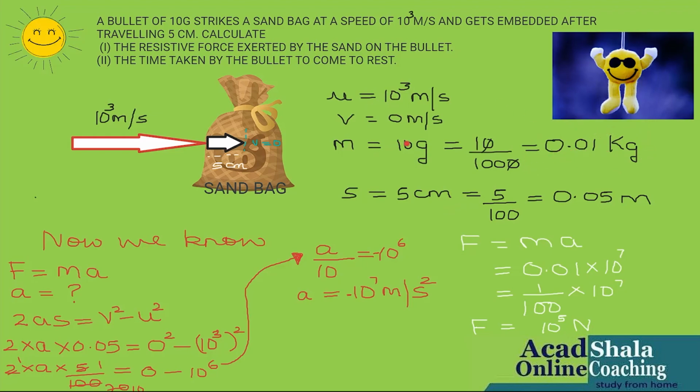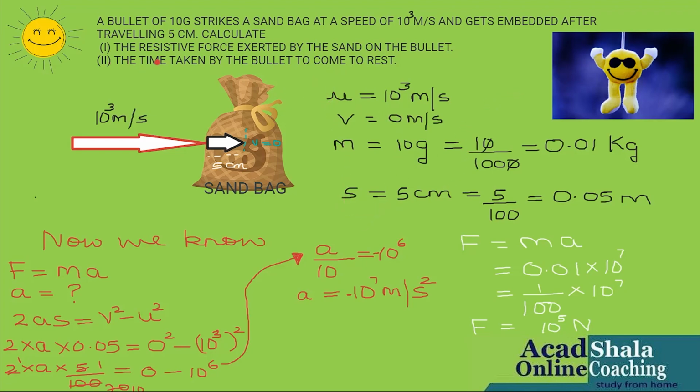Now the second thing, that is, it also traveled the distance. Where? In the sandbag. How much? 5 centimeter. That is also there in the numerical, they told us. So S is equal to 5 centimeter. Now again, I have to convert into meter. So what I will do, I will convert it, that is 5 upon 100. I will get the answer in the last 0.05 meter. So now all these 4 values I have in my hand.